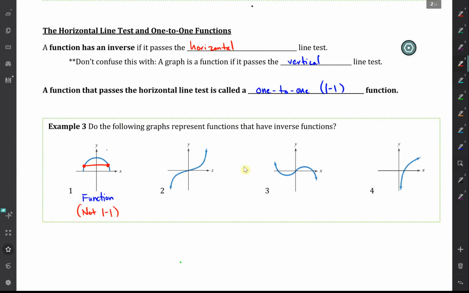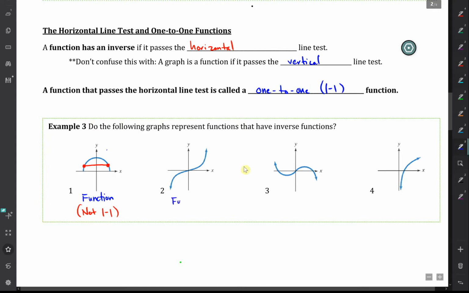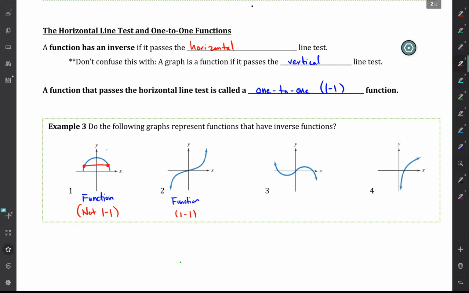Okay, now in part 2, this is both a function and it's one-to-one, because you can check that every horizontal line that you draw intersects this graph in exactly one place. So it is a function and it's one-to-one, so it has an inverse. Take a look at 3 and 4 and try and do them on your own before you play the rest of this video.